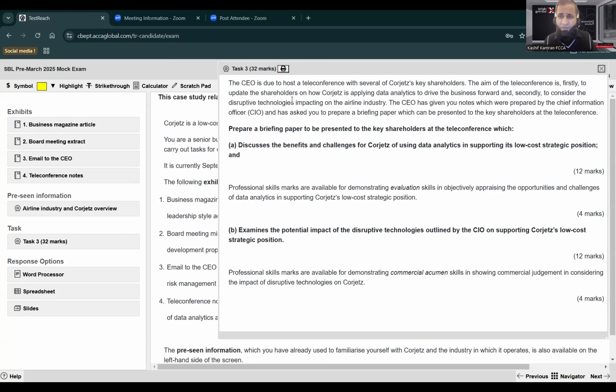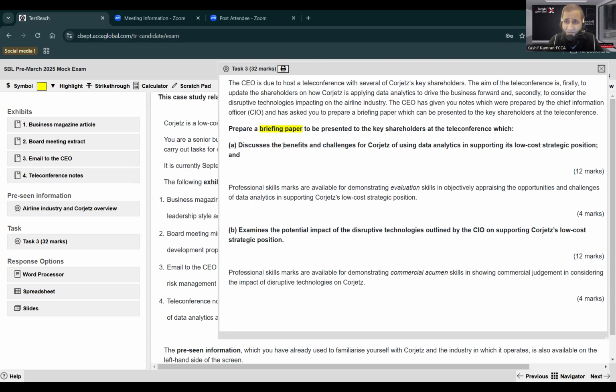You know the format of the briefing paper. We even investigated that in the earlier sessions of this mock debrief. Prepare a briefing paper. That's what we need to do, so we need to be very sure of this to get our professional marks.